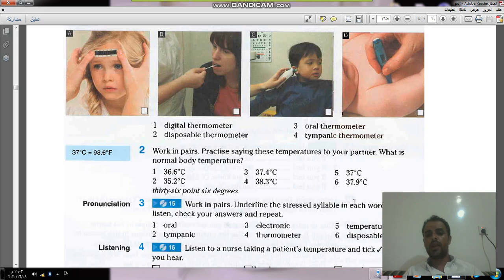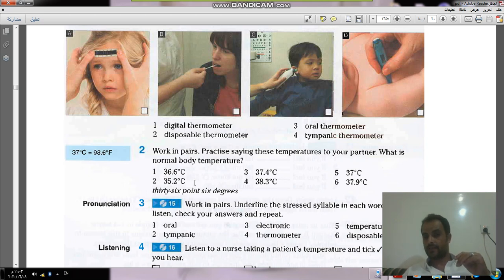Okay, now I want you to listen to me and repeat. You have to know how to read this number. Some students will say 36.6 Celsius. No, don't say Celsius, it is degrees. Look, as it is mentioned here. So listen to me. 36.6 degrees. Repeat. 36.6 degrees. Very nice.